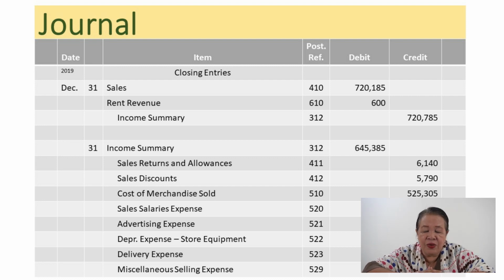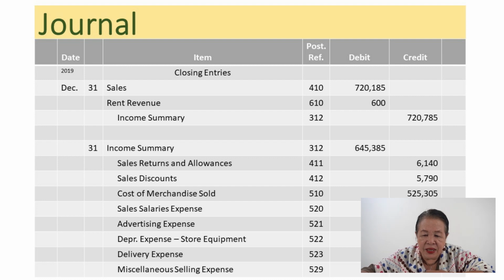On December 31, we have sales, 720,185, and rent revenue, 600. Our income summary is 720,785. Our income summary then is 645,385. This is the start of our closing entries. We have our sales, and then we have our rent income, and then we have our income summary.